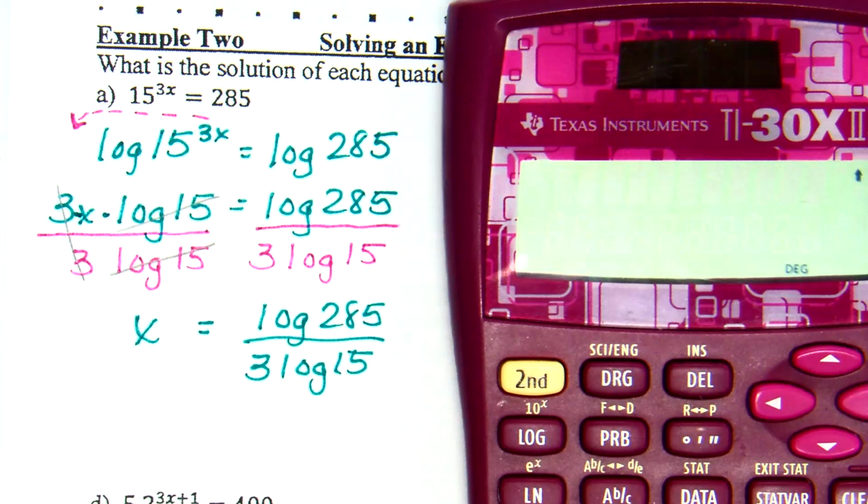Okay, grab the calculators. This is important. You know how to use the calculator you like to use. So have a calculator in front of you and practice. Now, here's the deal. You have to be careful with how you do this, because 3 and log 15 in the denominator are two different things. If you do this without parentheses and say log of 285 divided by 3 log 15, it's going to divide by 3 and multiply by log 15 and give you an incorrect answer.